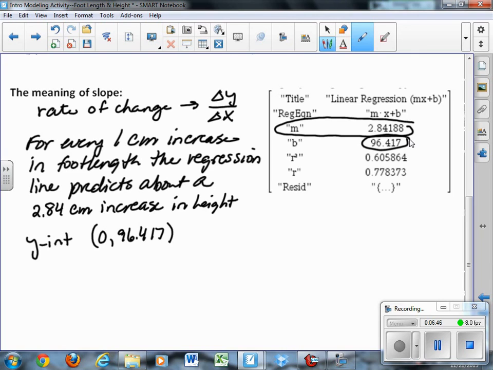This is an example of what's called extrapolation, where you're extending beyond the data. We don't have anybody with a 0 foot length. So the y-intercept paired with a 0 foot length doesn't make any sense. It only makes sense within the range of acceptable foot lengths. So I just wanted to throw that in. Then you'll want to look at the next video for the interpretation of the correlation coefficient R.